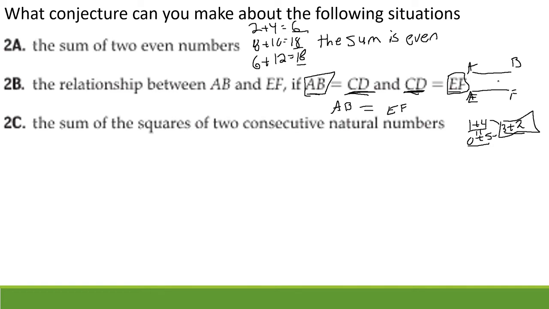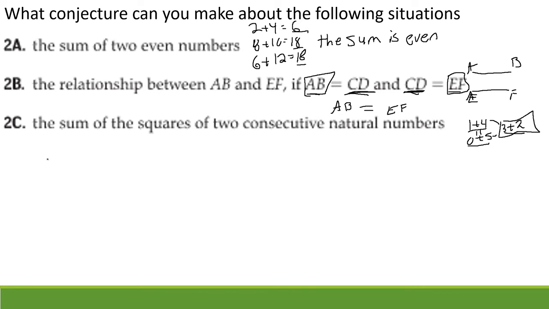And the sum of the squares of two consecutive natural numbers. So again, that one's a little bit of a jump there. It's a bit of a mouthful. Natural numbers are numbers that you're typically used to counting with. So 1, 2, 3, 4, 5, those are natural numbers. And it says the sum of squares of two consecutive natural numbers.